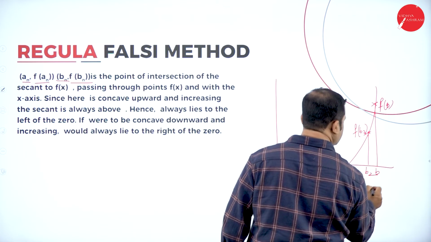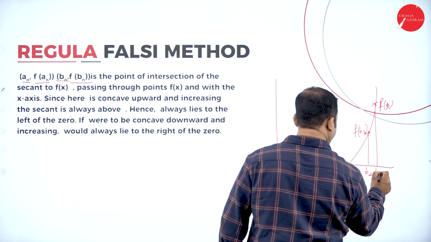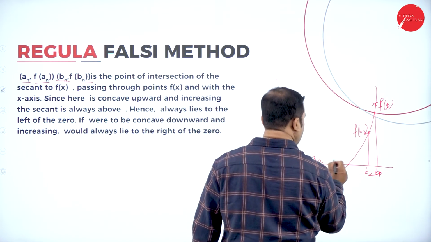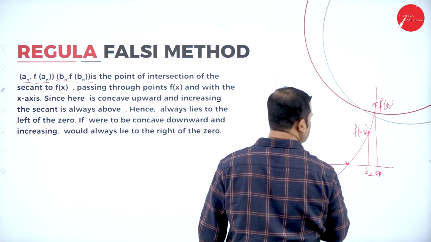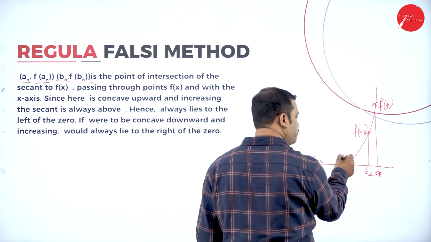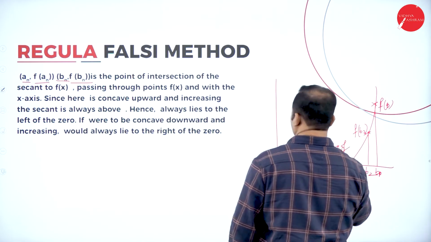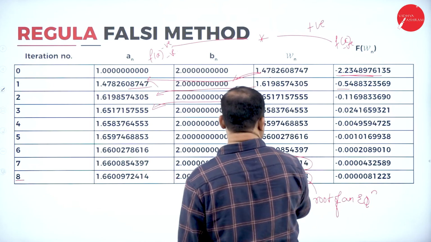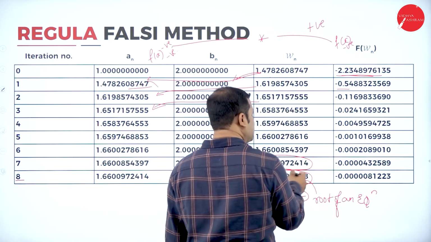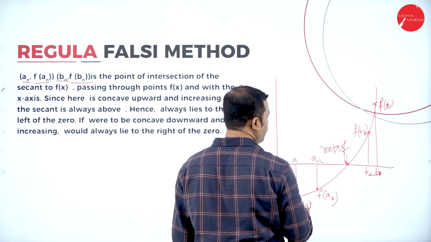This becomes b2, that is b0, b1, b2, until I reach this condition, that is, at this point of iteration, this point of juncture. This is called the root of an equation. What is the root mentioned here? 1.6600997448. That is the value I am getting.